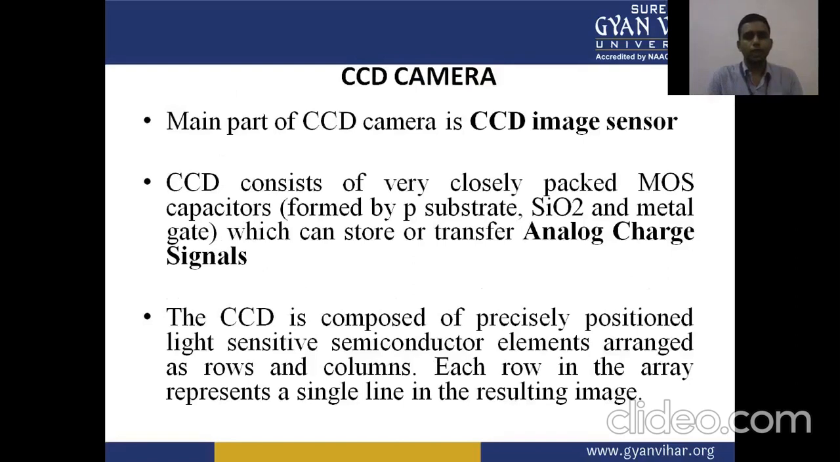Now we come to the main part of the TV transmitter, that is the camera. The main part of the CCD camera is the CCD image sensor. This type of image sensor senses the image. A CCD consists of very closely packed MOS capacitors formed by the P substrate, SiO2 and the metal gate, which can store or transfer analog charge signals. The CCD is composed of precisely positioned light sensitive semiconductor elements arranged in rows and columns. Each row in the array represents a single line in the resulting image.